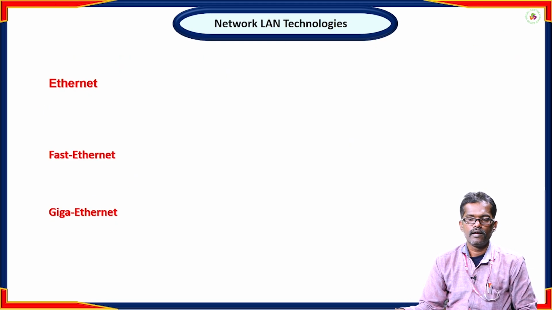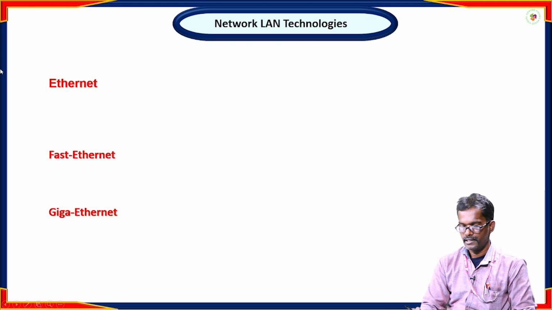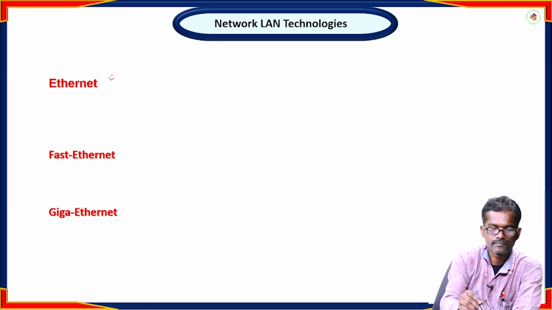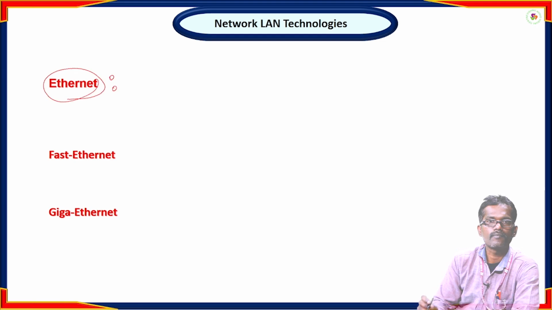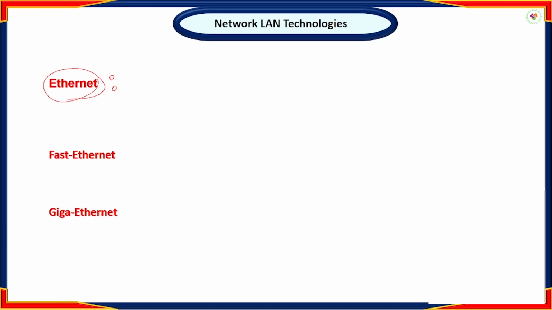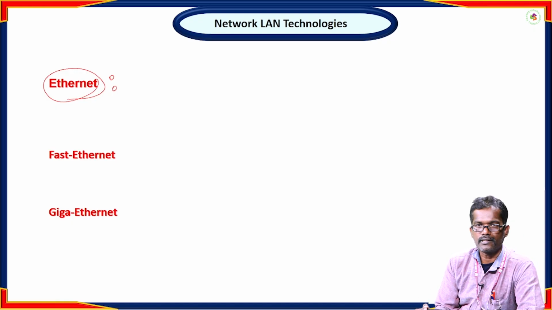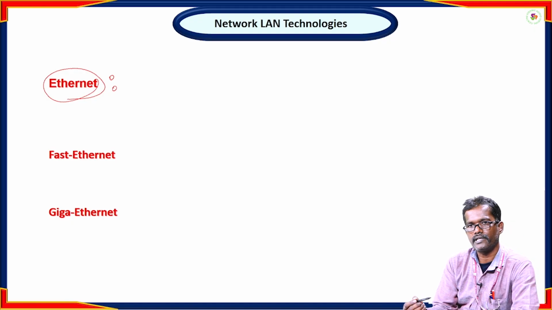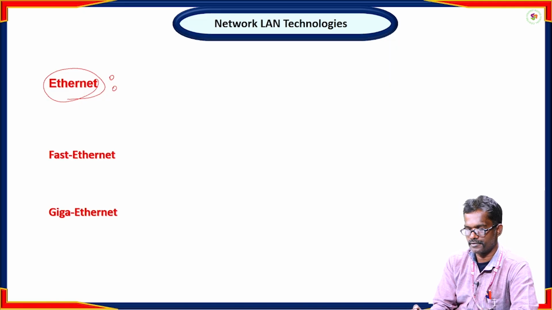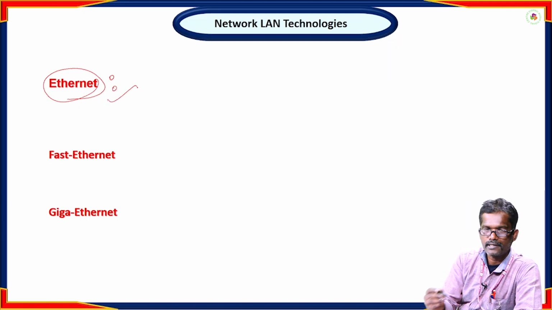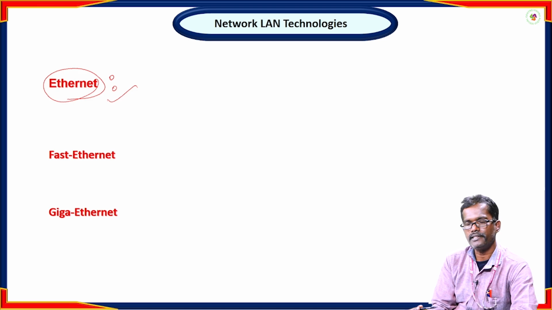And then see the LAN technologies. First one, Ethernet. What is meant by Ethernet? Ethernet means the LAN cable we connect to our PCs. This is one of the LAN technologies: Ethernet, Fast Ethernet and Giga Ethernet. All these are different types of Ethernet based on different speeds. First we will see Ethernet, and then we will go for Fast Ethernet and Giga Ethernet.